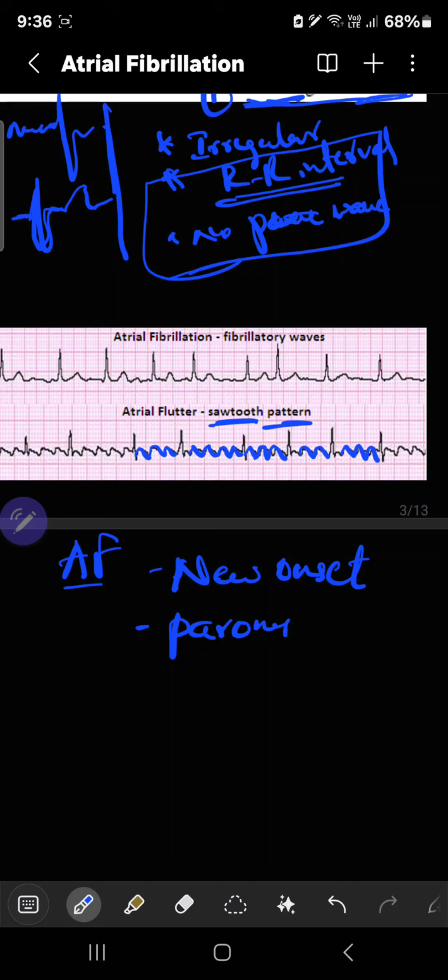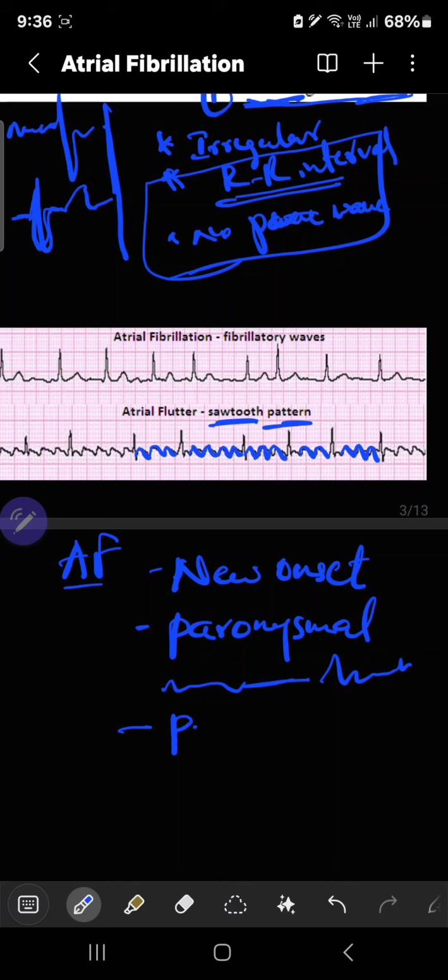Now let's discuss the different types of AF. One is new onset AF. New onset means this is the first time he is having AF. Number two is paroxysmal. What is paroxysmal? The patient will be having AF for some time, and then there will be no AF, and after some time again and again it comes and goes.